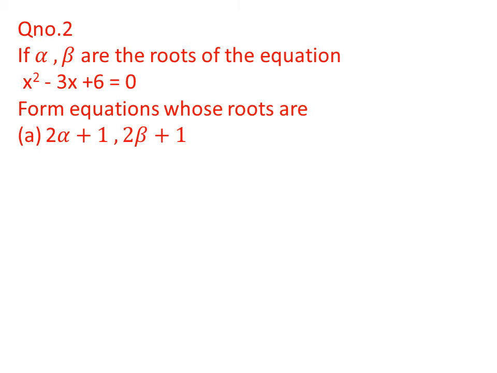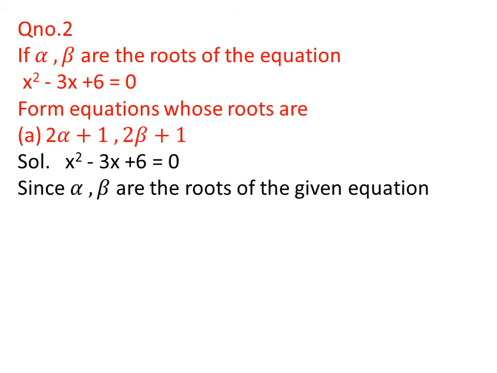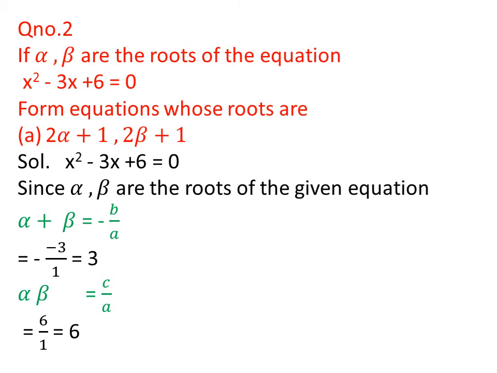of the roots of the given equation. The equation is given as x square minus 3x plus 6 equal to 0. In this equation, the value of a is 1, the value of b is minus 3 and the value of c is 6. For finding the sum, we will write alpha plus beta equal to minus b over a. By putting the values of b and a, we get minus 3 over 1. Here minus 3 is the value of b and 1 is the value of a, which is equal to 3. And for finding the product we will write alpha beta equal to c over a. The value of c is 6 and the value of a is 1, so we can write 6 over 1, which is equal to 6.